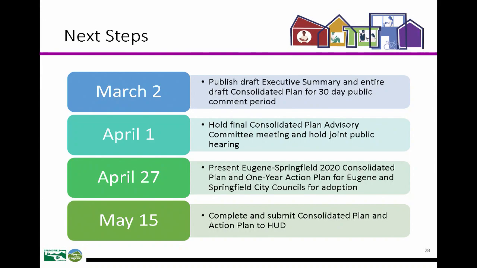So, key dates: we are getting ready to release the draft plan. We will hold a final consolidated plan advisory committee and public hearing on April 1st, and then come back to you on April 27th to discuss both the consolidated plan and the one-year action plan. And then it's due to HUD on May 15th. I'm happy to take any questions.